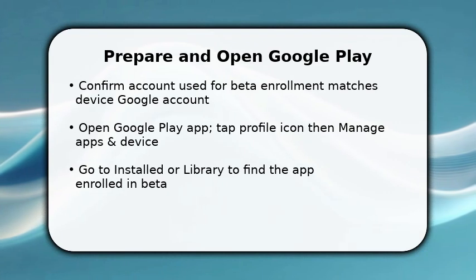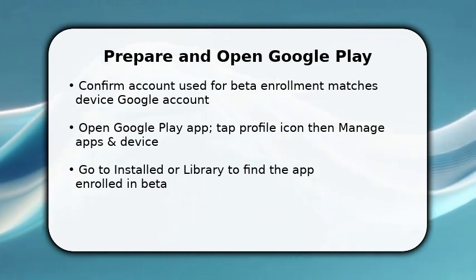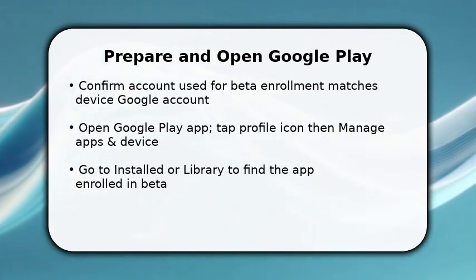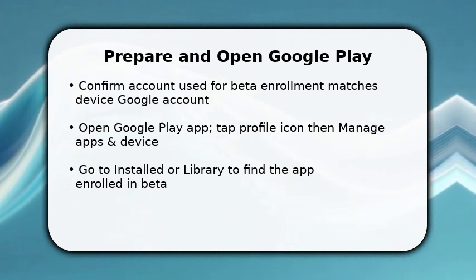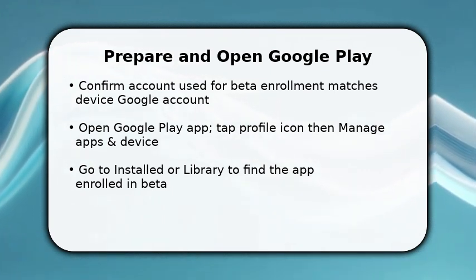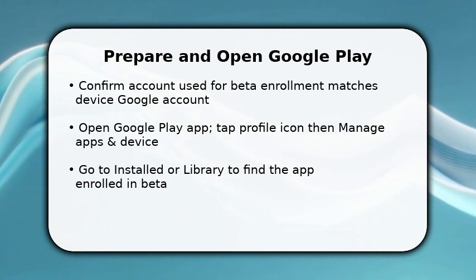You start by verifying the Google account that joined the beta. This matters because opt-out ties to that account. Once checked, open Google Play and tap your profile icon, then manage apps and device.